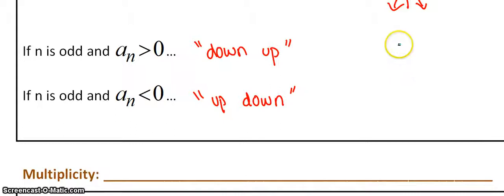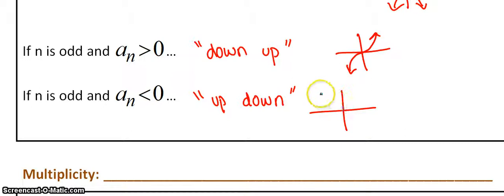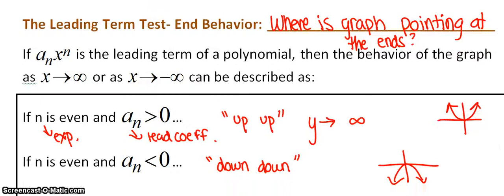And I think of a cubic for n being odd. So a regular cubic with a positive lead coefficient looks like this. And if we make it a negative coefficient, it would reflect and look more like this. So it'd be up, down. Now, when I say up, down, or down, up, or whatever, I'm really talking about the left and then the right side. So reading it like a book.